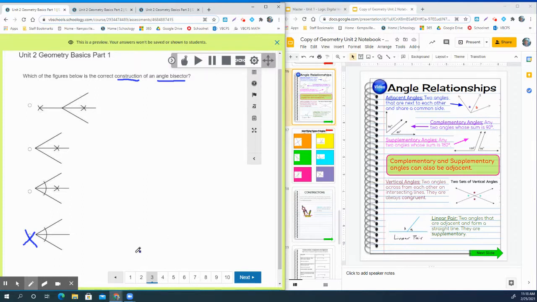Anybody got an idea? Yeah, for me, it's going to be this one. This one is going to be the best right answer. It's the most complete drawing.